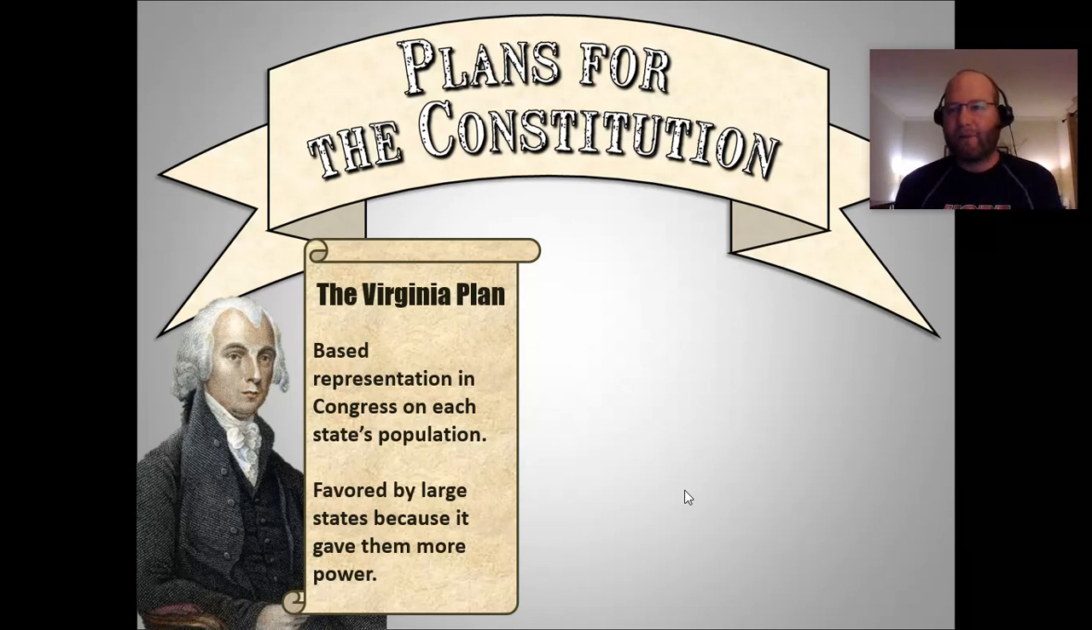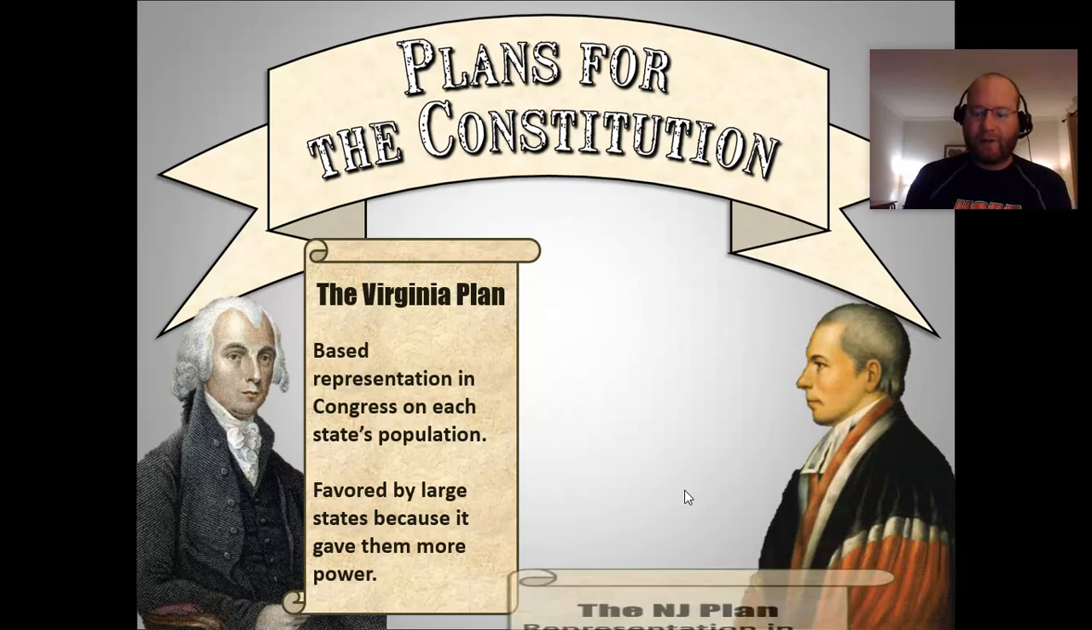They say that our government should be based on representation in Congress from the state's population. Obviously, being from a bigger state in terms of population, that's their argument. Hey, we've got more people. We should get more representation. And so it's favored by the large states because it would give them more power. And they thought that was fair and just.